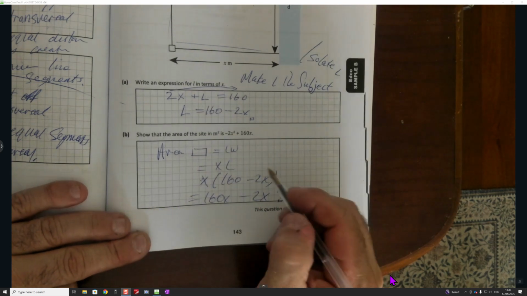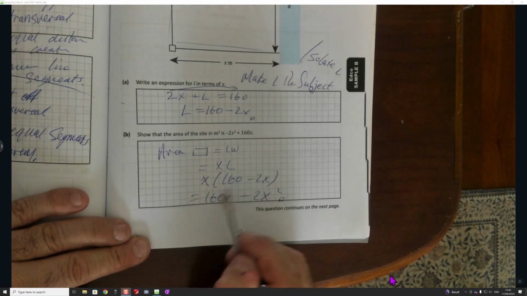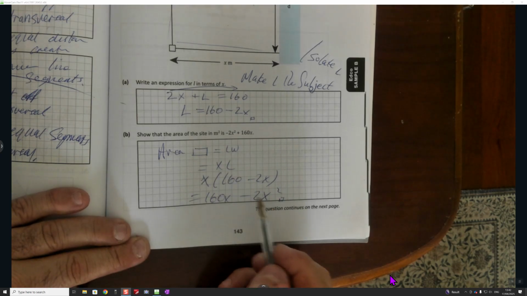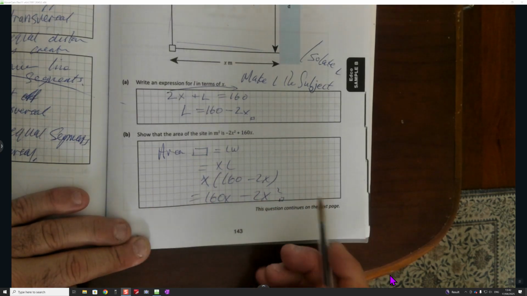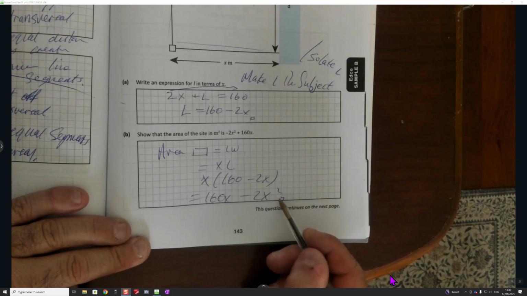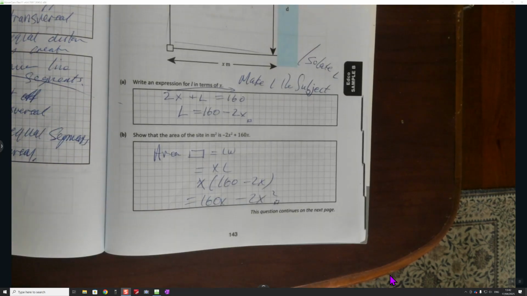Now don't worry about constantly battling with the commutativity of terms, okay? It doesn't matter which one comes first, and you don't have to worry about it. You don't have to state anything or do anything. Just leave it.